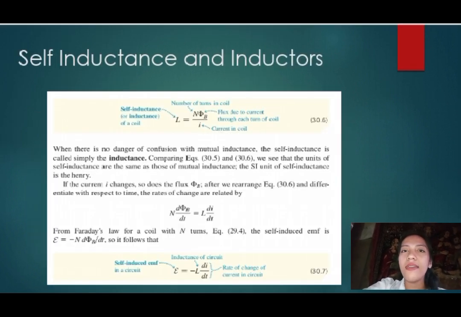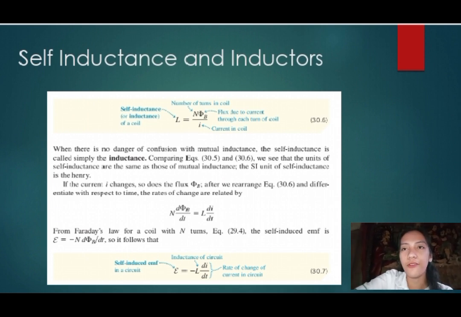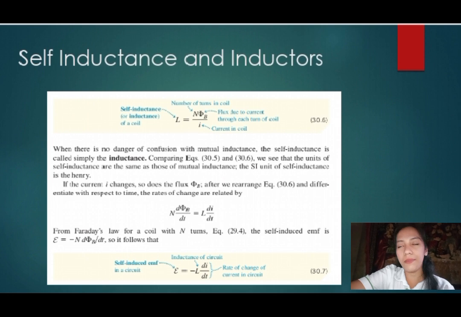Next is self-inductance. Self-inductance refers to the ability of a coil or a conductor to induce a voltage in itself when the current flowing through it changes. This induced voltage opposes the change in current. So it makes it harder for the current to increase or decrease rapidly.